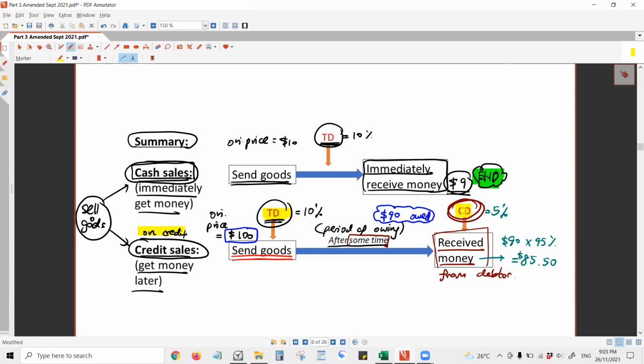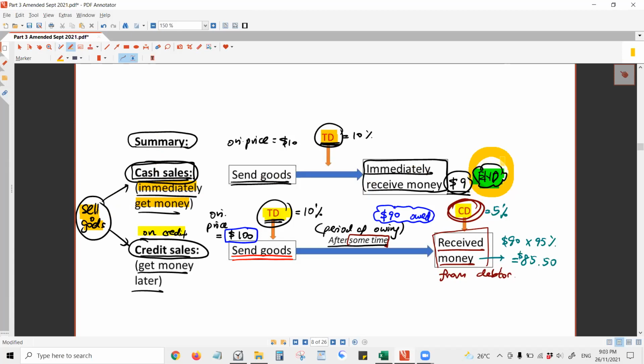If you are a small customer, then you have to pay on the spot. Okay, in real life, that's what happened. So conclusion from this flow chart: when you sell goods and you get money on the spot, only one kind of discount can appear, which is trade discount. Because after you have received the money, then there you go, that's the ending.